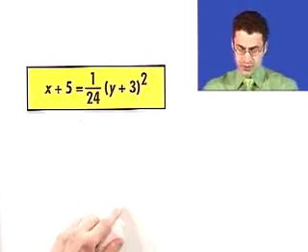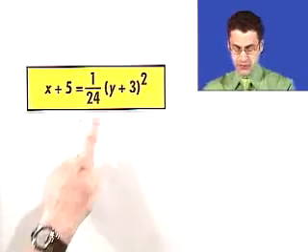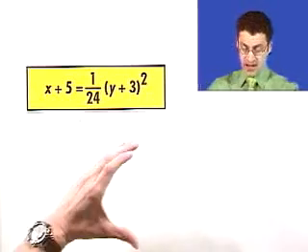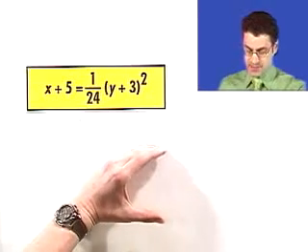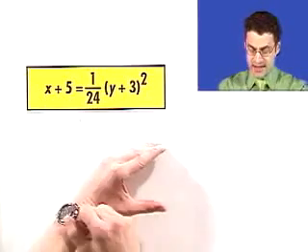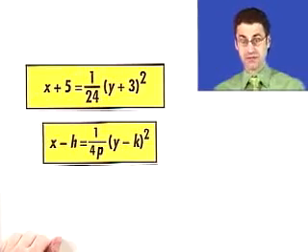I have y squared, so in fact this is going to be a parabola that's going to have a horizontal axis of symmetry. And I see the 1 over 24 is positive, so it's going to be a happy face parabola, but on its side, so it's going to look like this. And the exact location of the vertex is going to be at (-5, -3). So we have identified that one. And you can see here's the generic form, and you can see how it conforms to that absolutely perfectly.